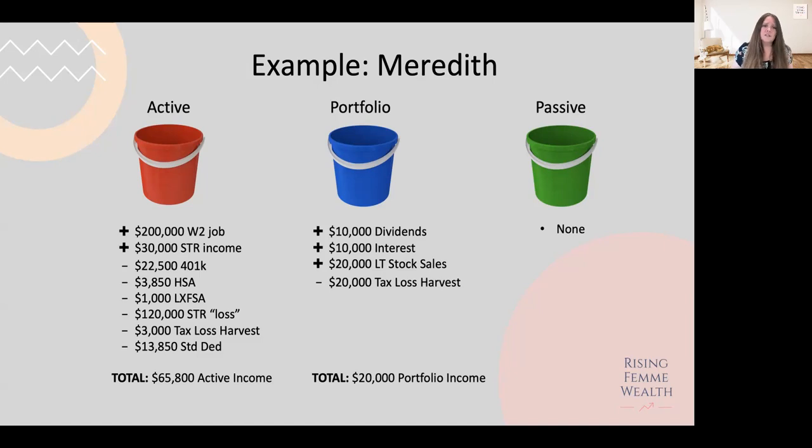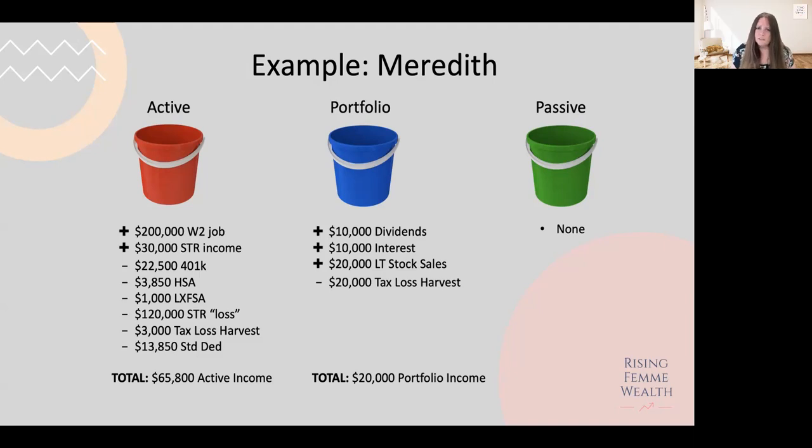So with those deductions, we actually were able to generate a paper loss of $120,000 from the short-term rental that first year. And then in her portfolio bucket, she had those $20,000 of long-term gain stock sales. And so we looked through her portfolio to see what losses she had, and we were able to do $20,000. We actually did $23,000 of tax loss harvesting, where we're generating a paper loss from your stocks.